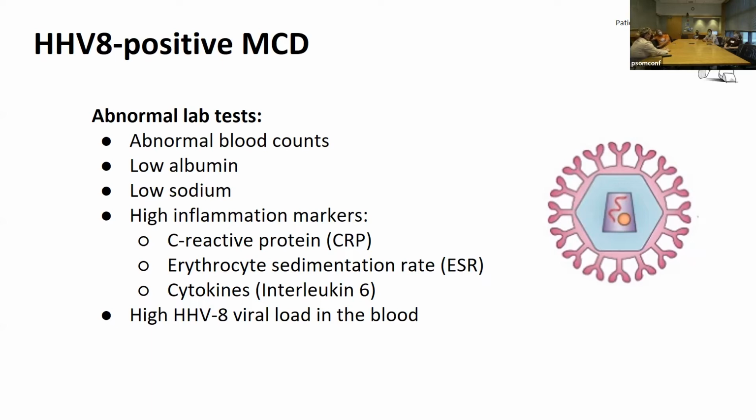Oftentimes when people have low hemoglobin, there are different reasons for it in different types of Castleman disease. If someone has iron deficiency because they've had bleeding or something like that, and that's why their hemoglobin goes low, the platelets often will go high. So sometimes when people have low hemoglobin, seeing a very high platelet count can be indicative that iron deficiency could be driving that.